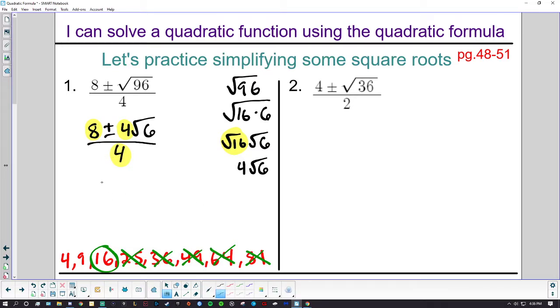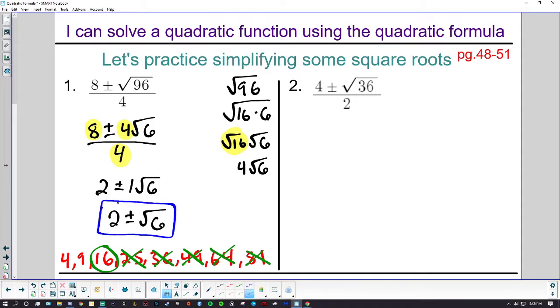8 divided by 4 is 2. 4 divided by 4 is 1. And the bottom 4 divided by 4 is also 1. Whenever you have a 1 in the denominator, you don't even need it. So let's get rid of it. So I am left with 2 plus or minus 1 times the square root of 6, or 2 plus or minus the square root of 6. And this is now as simplified as we can get.